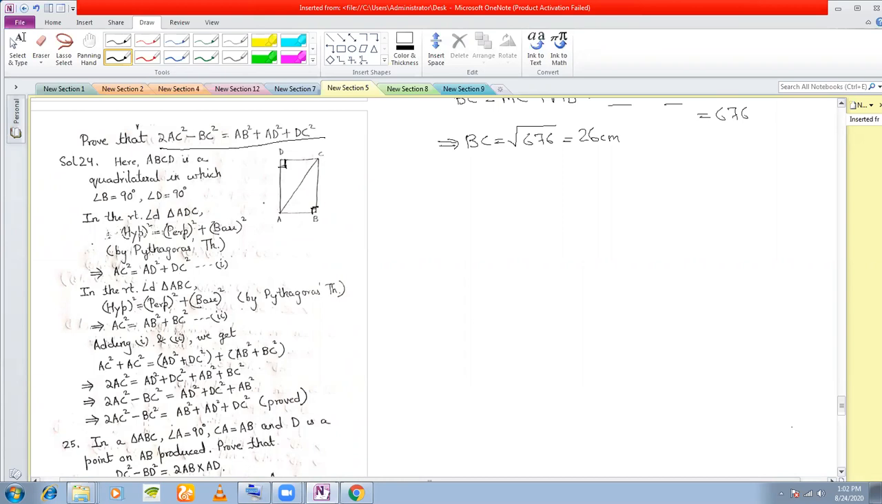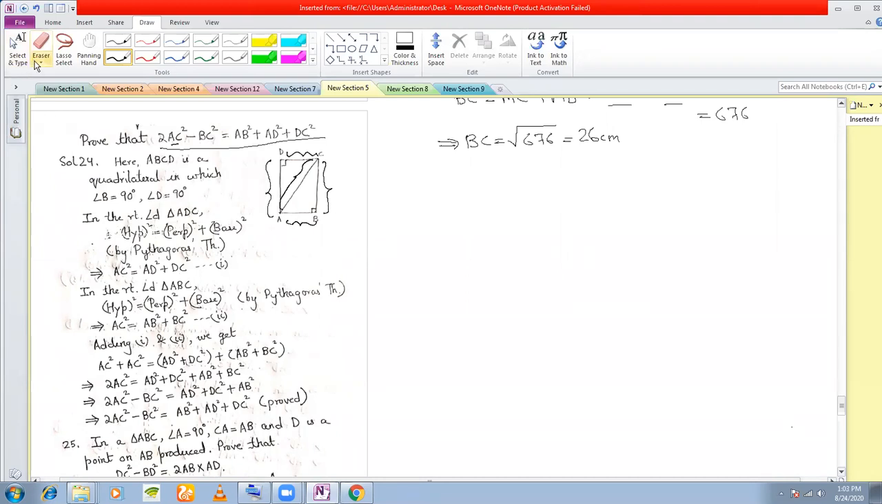Now, as I told you, when attempting such sums in Pythagoras theorem, what is the first thing that you must see? How many right angle triangles you can see? I can see this triangle, I can see this triangle. So I can see two right angle triangles. Next, what you have to see is that in the proof, what sides are involved? I have the side AC, BC is involved, AB is involved, AD is involved, and DC is involved. All the sides of the quadrilateral are involved.